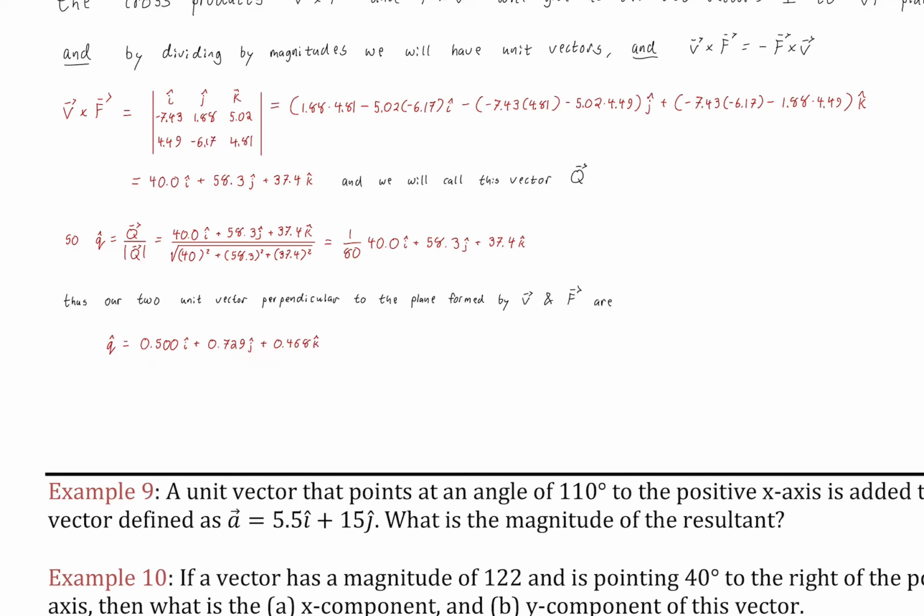It's a vector because cross products give us vectors. Notice that this unit vector has length 1. You can check and confirm that it does have length 1. And negative Q hat. And that is our answer, our two unit vectors.